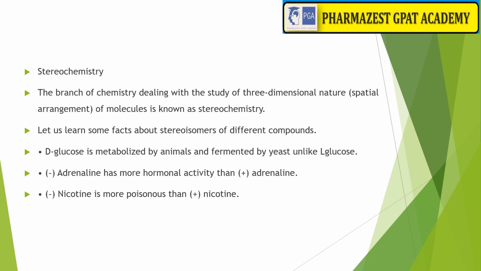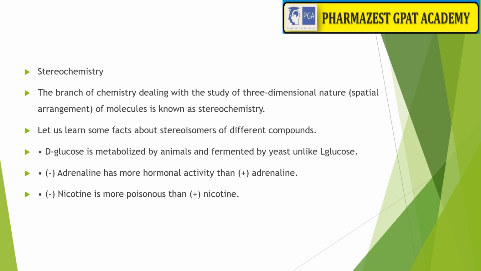Well, coming to the significance of stereochemistry: if the atoms in a molecule are arranged in different forms, are there any changes that we observe? The major changes are, let us learn about some of the different compounds. For example, D-glucose is metabolized by animals and fermented by yeast, unlike L-glucose.